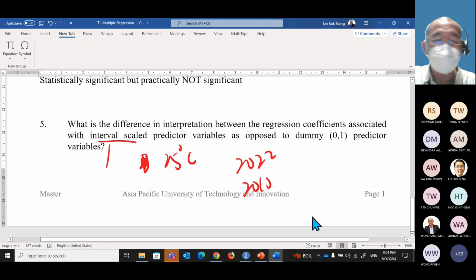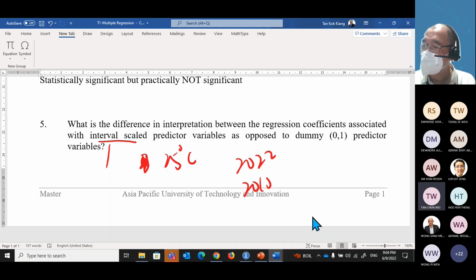Maybe I can try. For the interval scale predictor, when we interpret, we can tell whether there's an incremental effect on the dependent variable. Whereas for the dummy predictor, it is either whether it has effect or no effect. It's not incremental, it's very absolute.